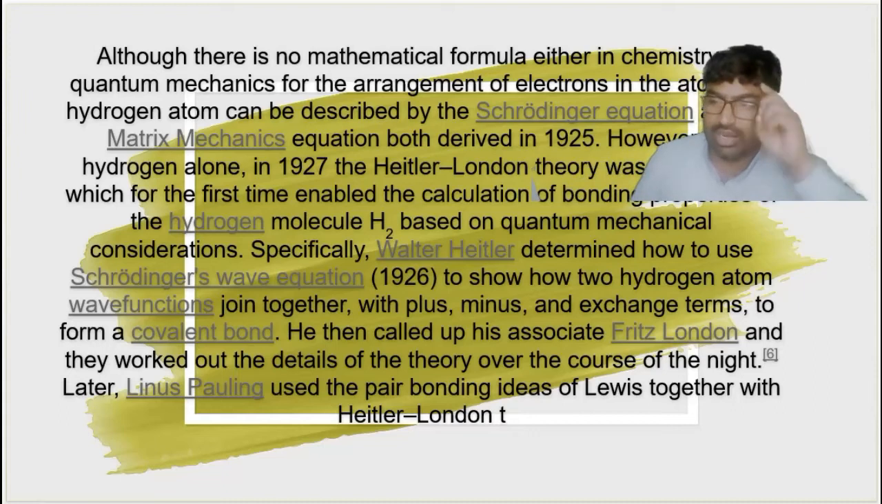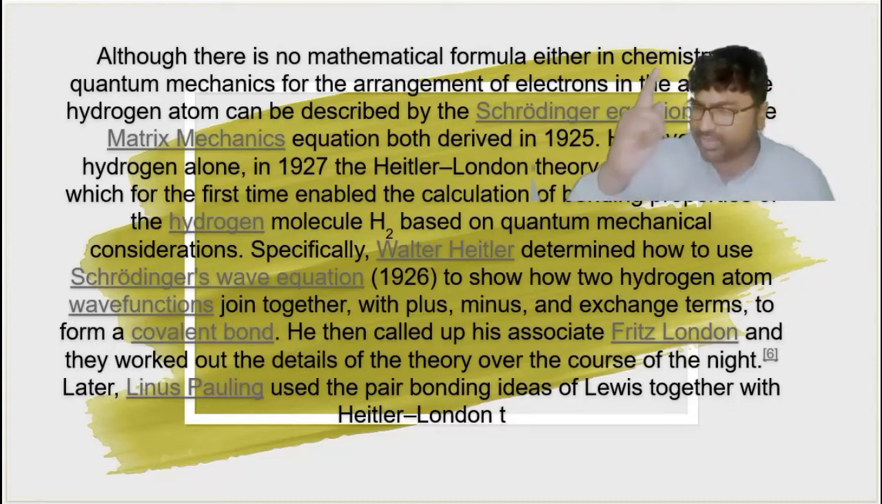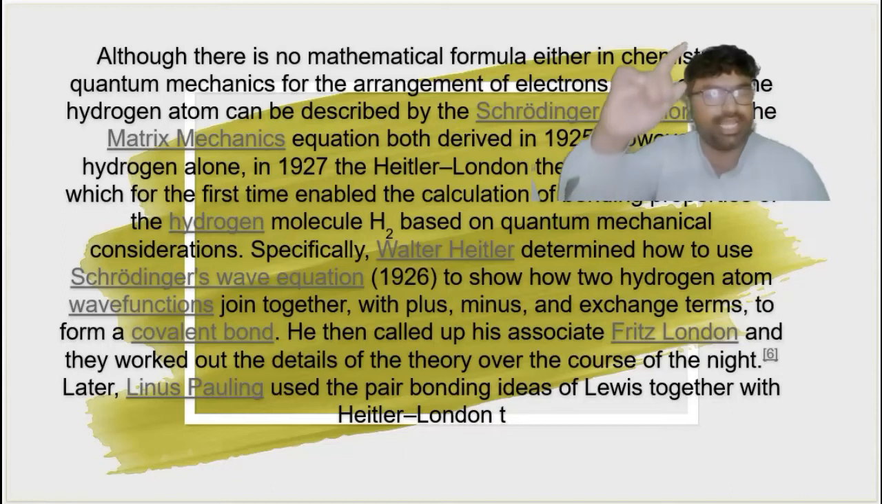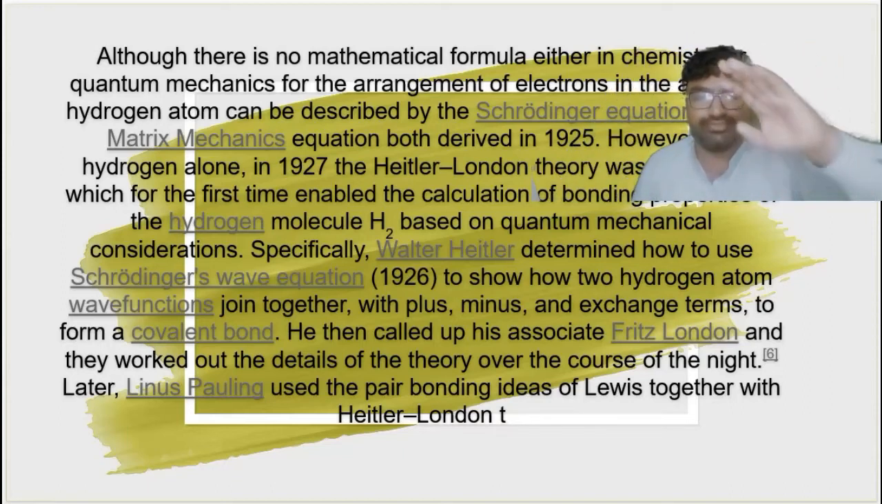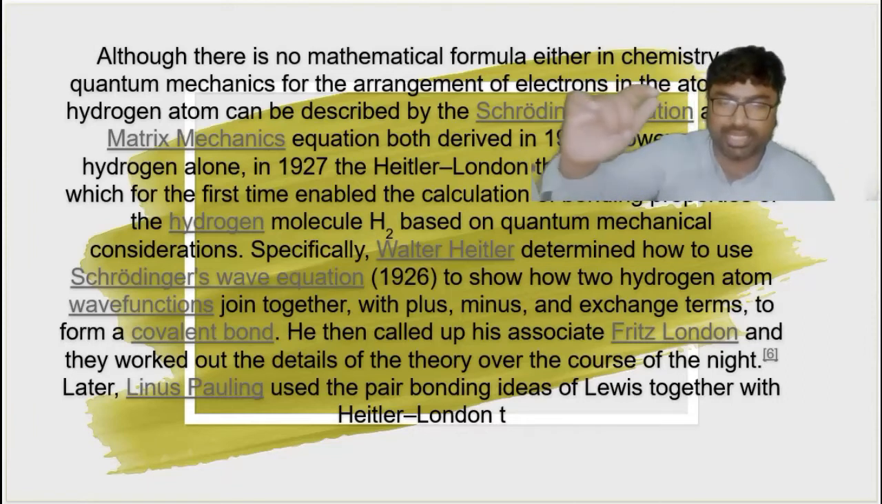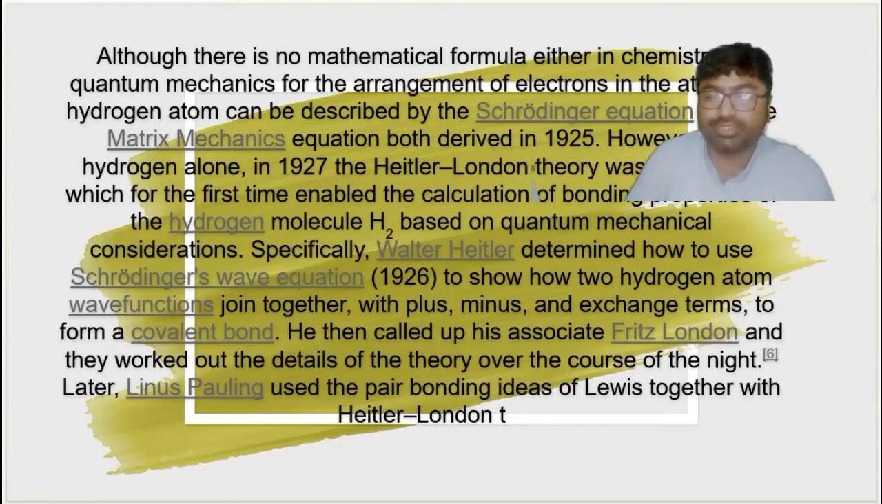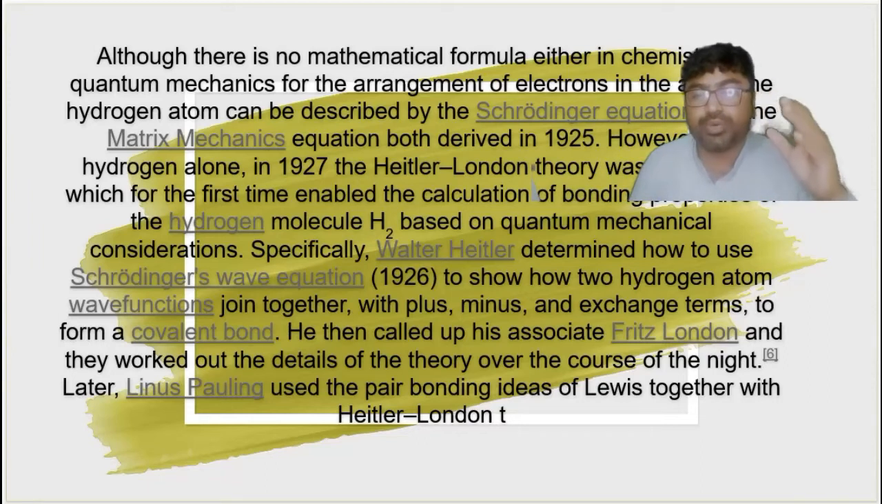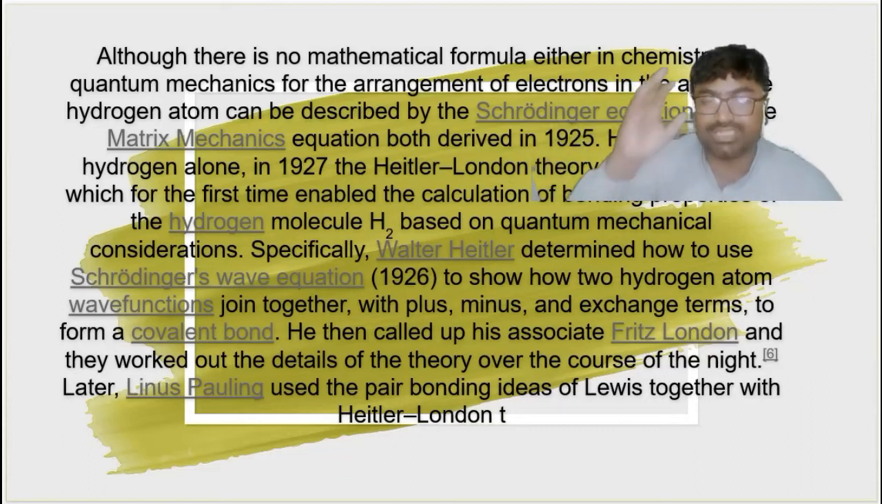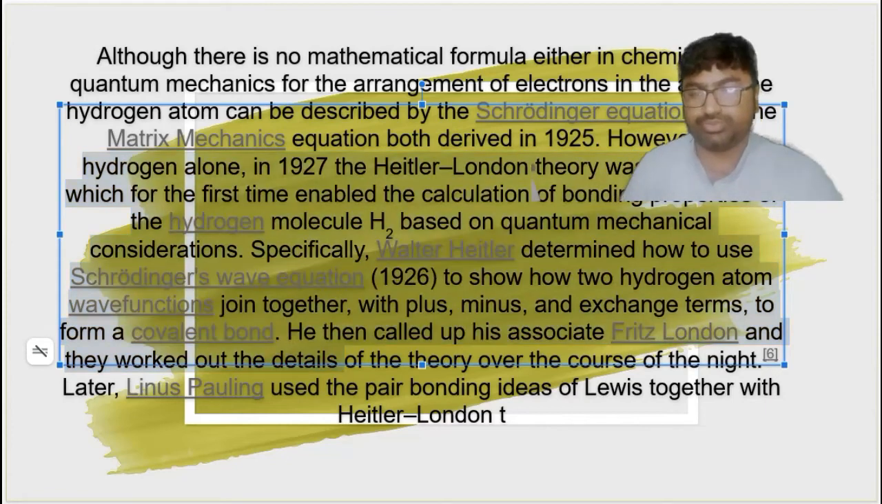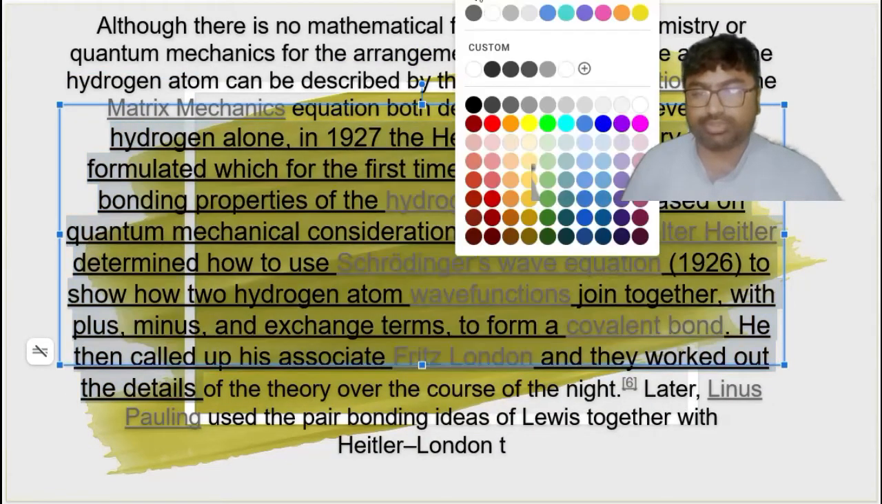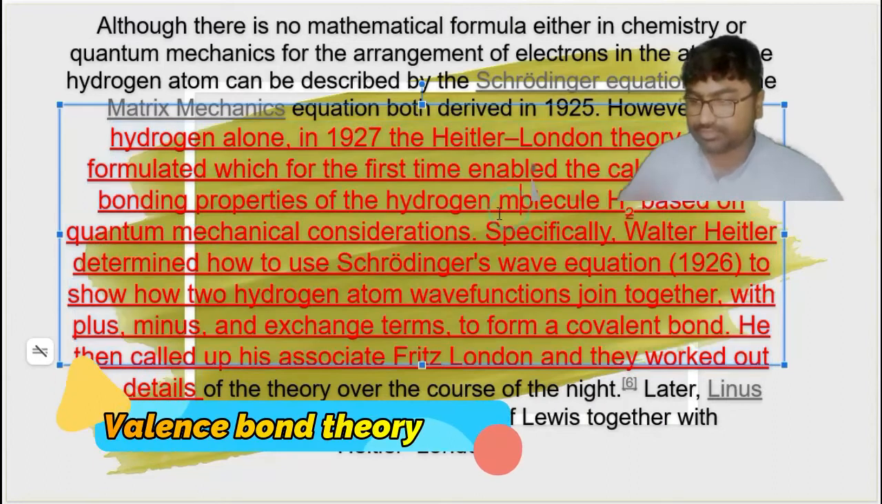However, for hydrogen alone, in 1927 the Heitler-London theory was formulated, which for the first time enabled the calculation of bonding properties using quantum mechanics principles. Using the wave equation of 1926, they showed how two hydrogen atom wave functions together with plus, minus, and exchange terms are equivalent to a covalent bond. This is a most interesting topic as well.